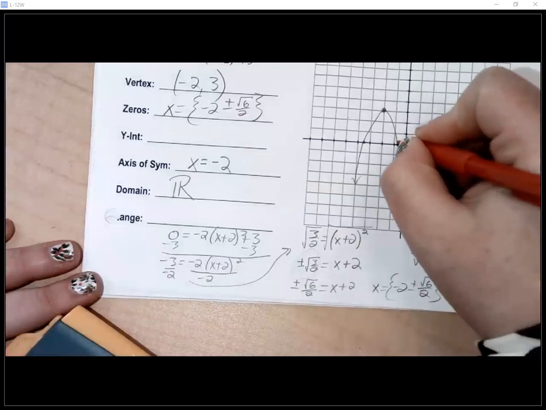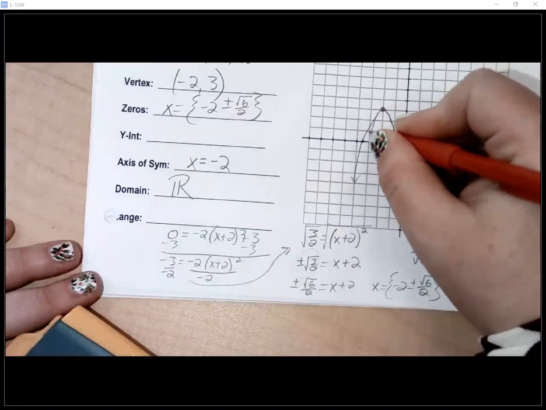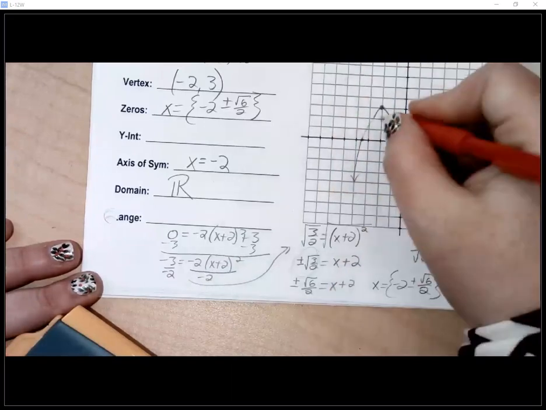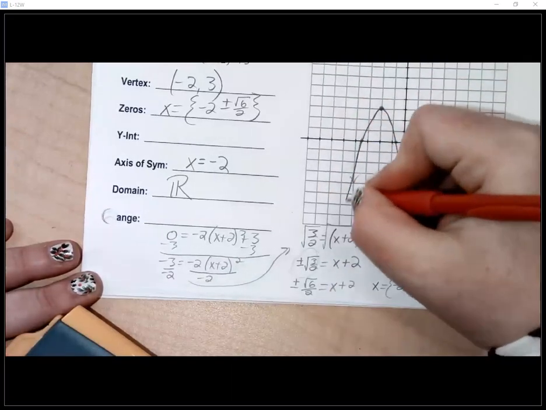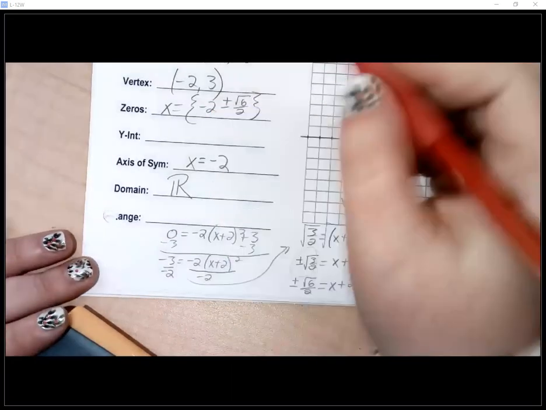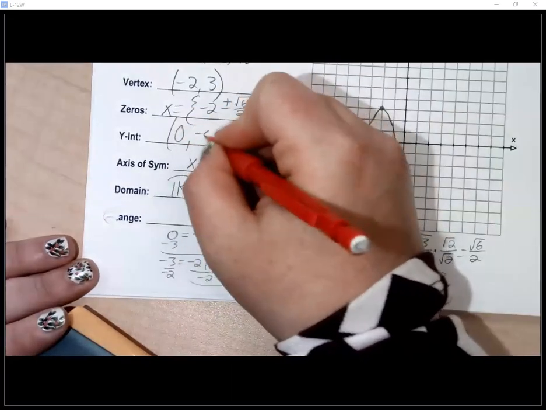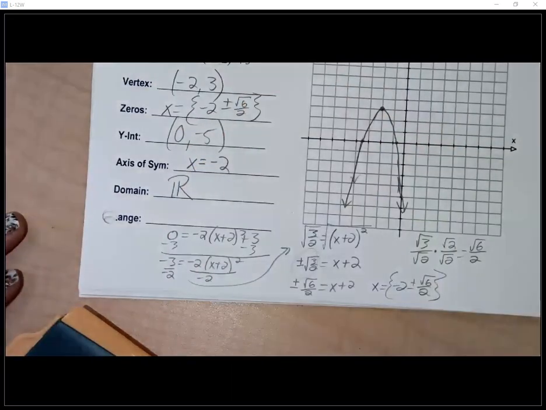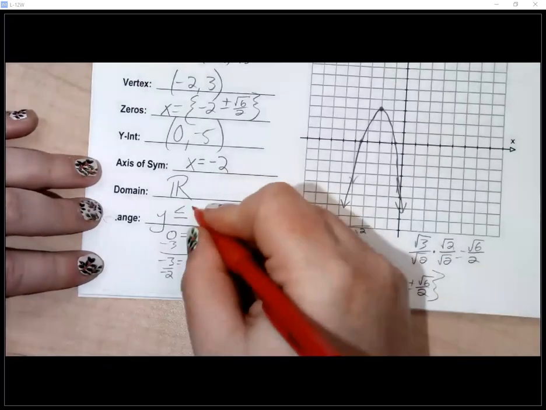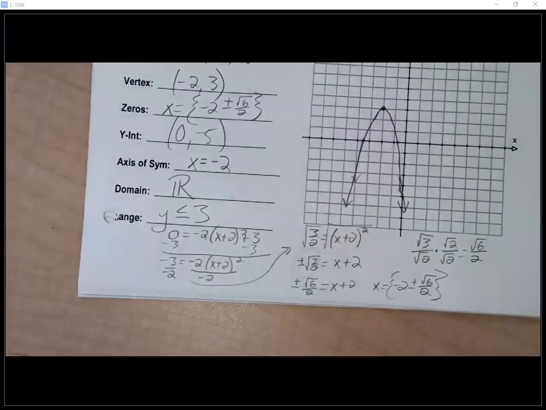Got a nice looking parabola here. There we are. What a nice parabola. So that was at 0, -5, we said. So now the range is hopefully easy to see because you see it in the graph. The range would be, Jake? Y is less than or equal to 3. Correct. Less than or equal to 3 this time, because my graph is going down.